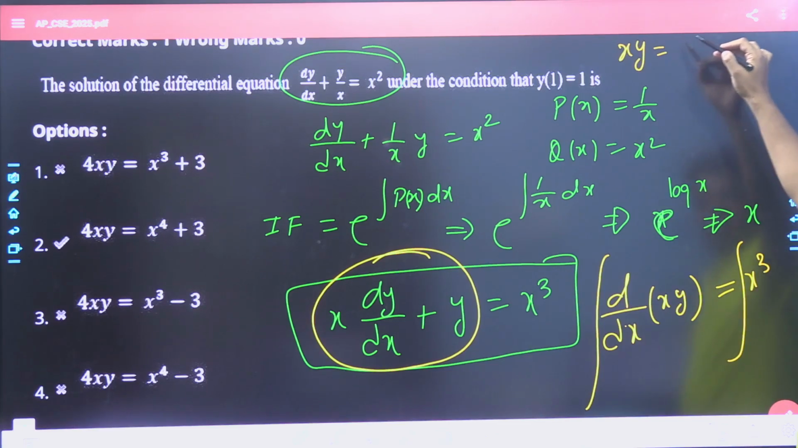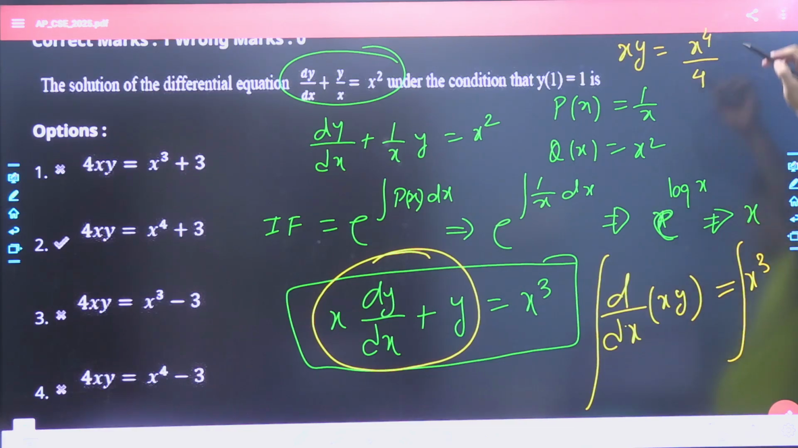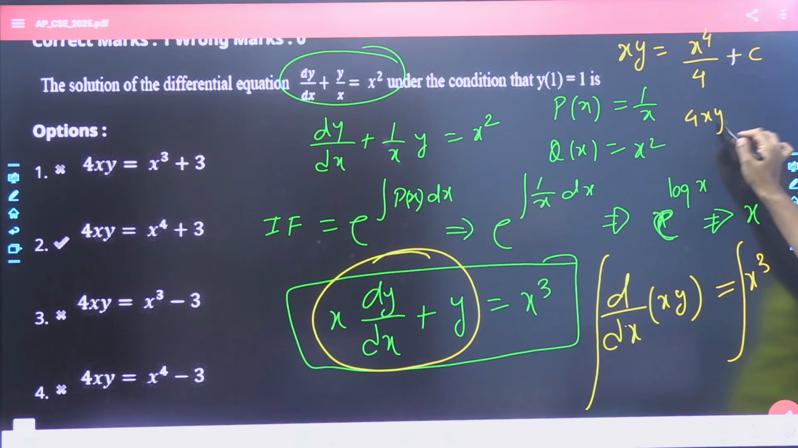It's simply x to the power 4 divided by 4, plus some constant c. Now what we can say, we can multiply by 4. So this is 4xy equals x to the power 4 plus 4c.